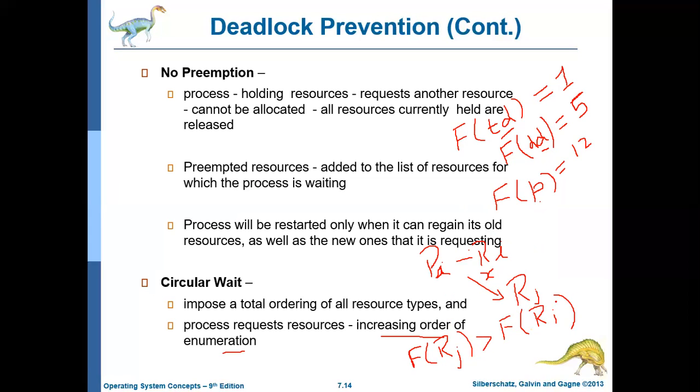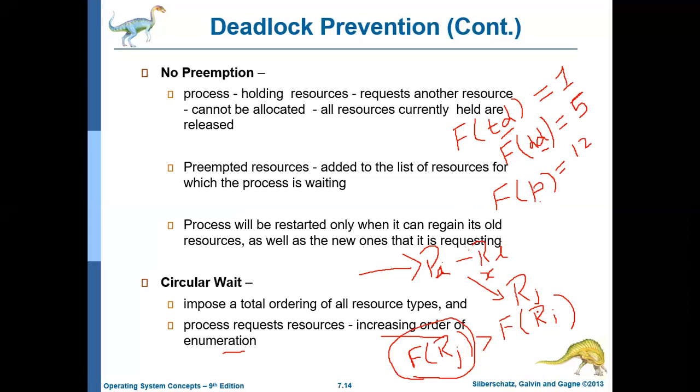So the rule says that initially when a process pi requests any resource, the resource will be allocated as such. But the second time it requests a resource, it will check f of rj, that is the new resource it is requesting, whether it is greater than f of ri or not. Only if it is greater will it be allocated. Otherwise, it won't be allocated.